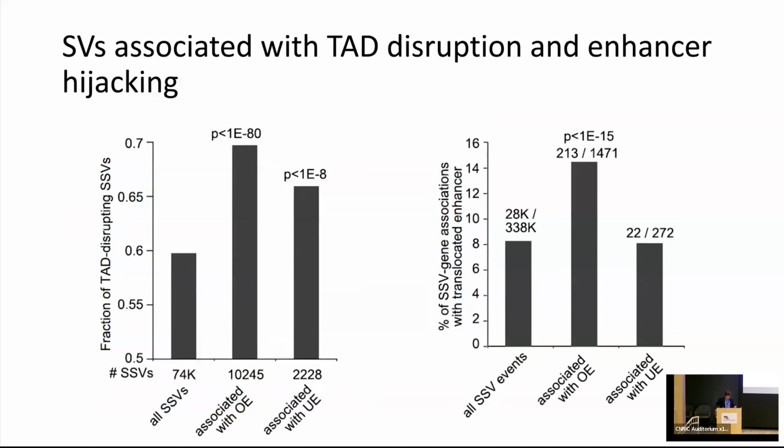We could identify SVs associated with TAD disruption and enhancer hijacking. So on the left, the SVs associated with gene overexpression were highly enriched for SVs that were TAD disrupting versus TAD preserving. So TAD disrupting would cross TAD boundaries and break the folding of the DNA. On the right, we see that SVs associated with gene overexpression also tend to be enriched for what we call putative enhancer hijacking events, where an enhancer was brought closer to the gene as a result of the SV.